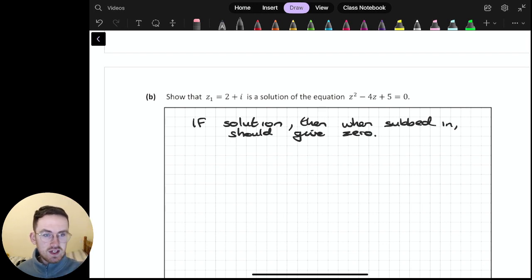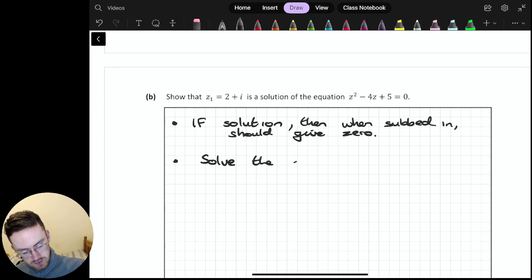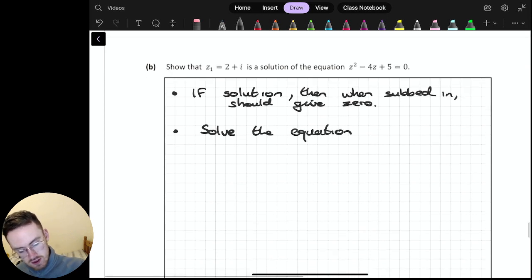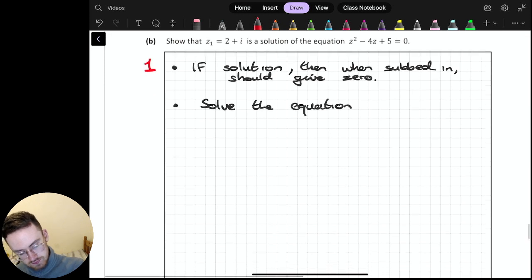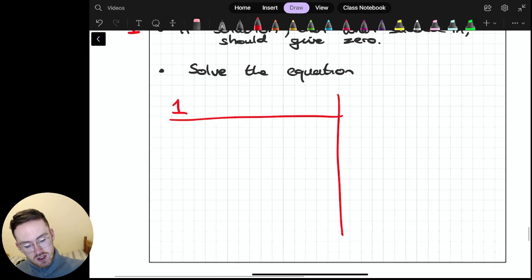The other way that we could answer this question is we could try to solve the equation. So we could just try and solve that equation and show that this is one of the solutions. So we'll try either of these methods or solve the equation. We're going to try both these methods. So first of all, let's do this one first. Method 1 here. So if it's a solution, when we sub it in, we should get 0.